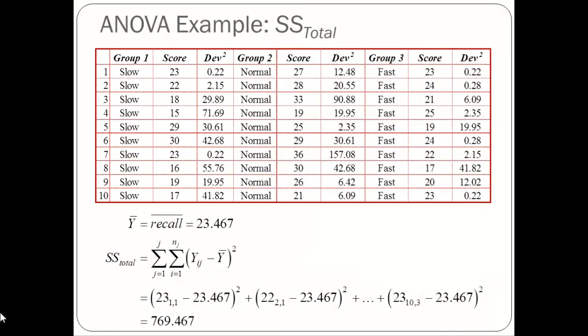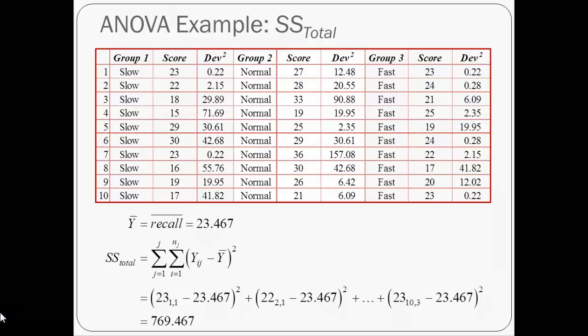Why do we square these things? Well, you remember that if we take the sum of deviations around a mean, they always sum to 0. That's part of the definition of what an average is. It's exactly in the center of a distribution as measured by the weight of the cases around that value. So we typically square these deviations to get rid of the negative values.